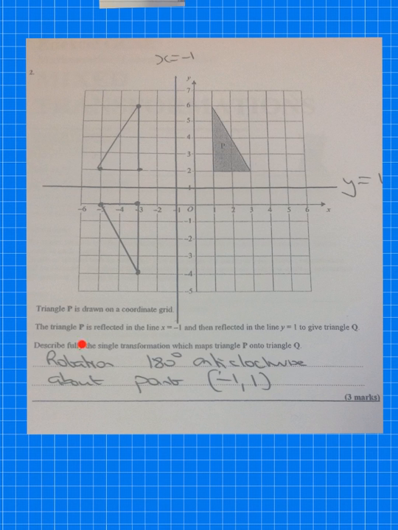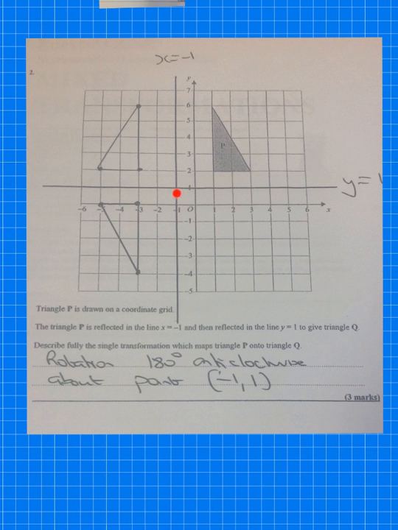Now the last part says describe fully the single transformation which maps P onto Q. Now remember, there are 4 types of transformations: reflection, rotation, enlargement and translation. So clearly to get from here to here it must be rotation. Rotation is the first part of the answer. 180 degrees is 2 turns, so it's 180 degrees. Now, as you know, it can be 180 degrees clockwise or anti-clockwise. Both take you to the same place, so it's not important to know whether it's clockwise or anti-clockwise, because 180 degrees takes you both ways. We do need to know the center of rotation.